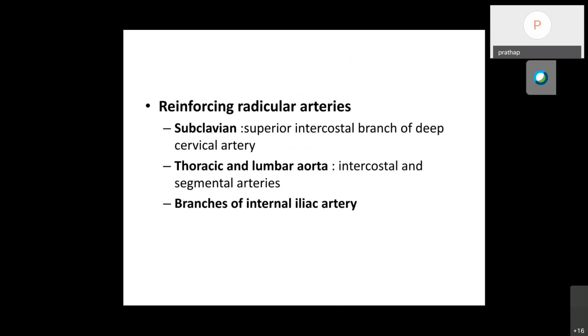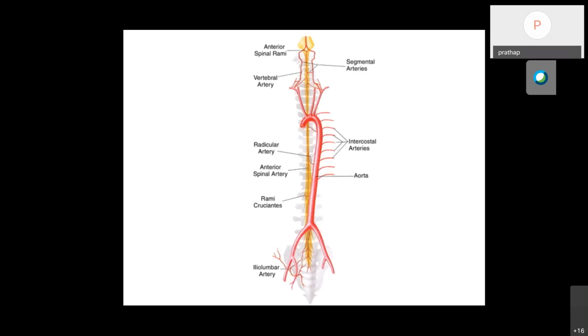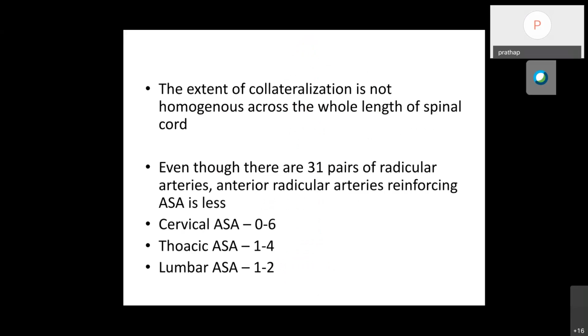So at the cervical and thoracic level, by the subclavian artery, via the superior intercostal, and the thoracic and lumbar aorta via the intercostal and segmental arteries, and branches of the internal iliac artery at the sacral level. Similar picture showing the anterior spinal artery being reinforced by the vertebral arteries, intercostal arteries, and the branches of the internal iliac arteries. The extent of collateralization is not homogeneous across the whole length of the spinal cord.